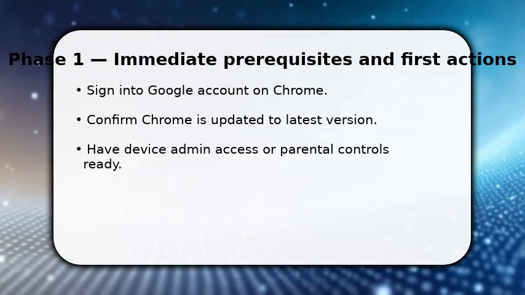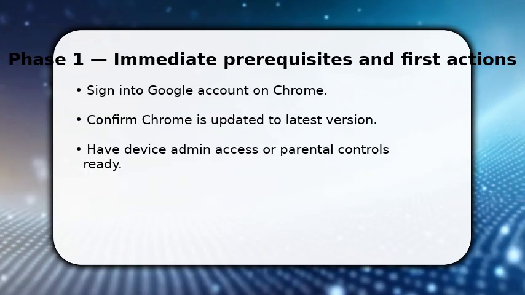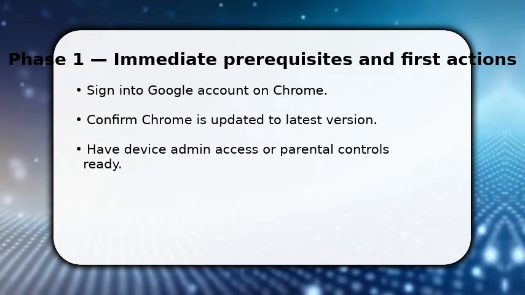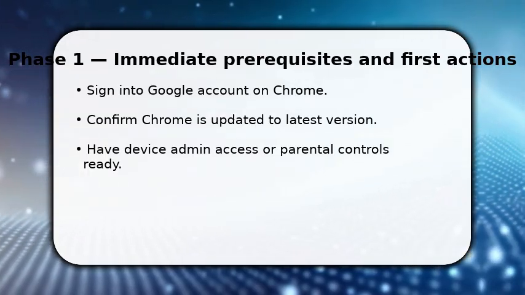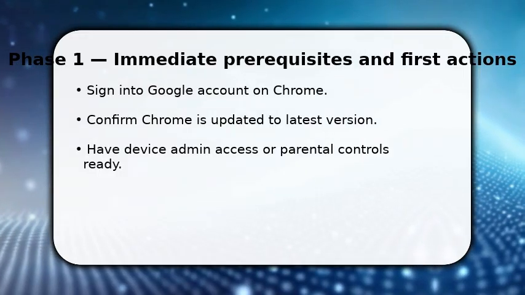You're signed into Chrome with your Google account. Now lock SafeSearch. First, open Chrome. Google.com and click your profile icon to verify account. Next, go to Settings, then Search Settings. This is where SafeSearch toggles live.